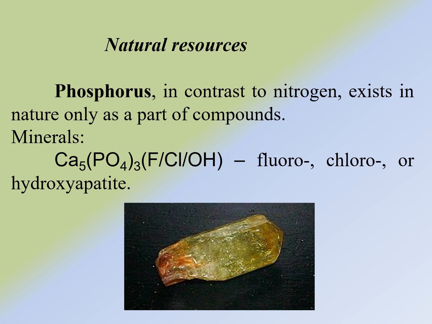And finally, we should say a couple of words about phosphorus. Here comes the formula of hydroxyapatite. Can you check it? Calcium 5, PO4 3, and either F or Cl or OH. So it would be fluoro, chloro, or hydroxyapatite. Why are we talking about them? Because they all form our bones and teeth. Yes?